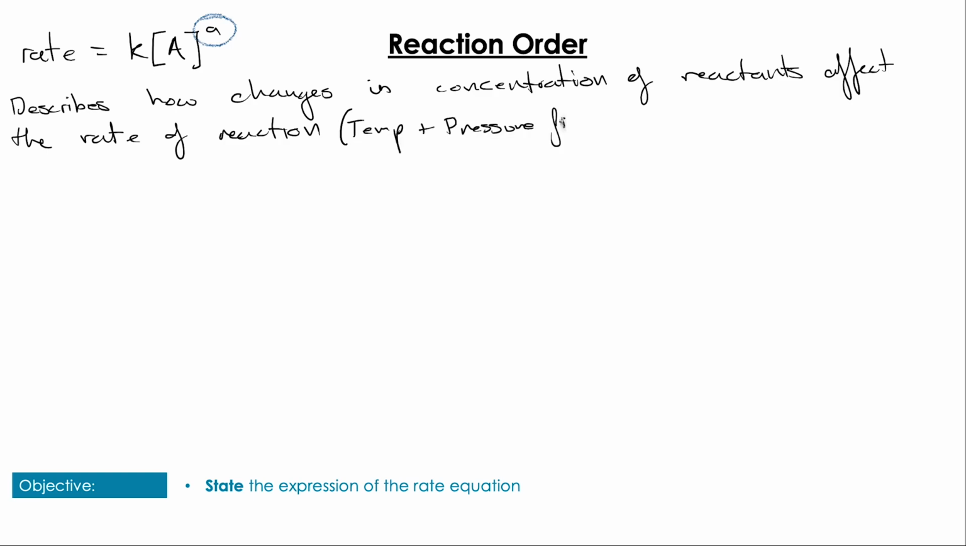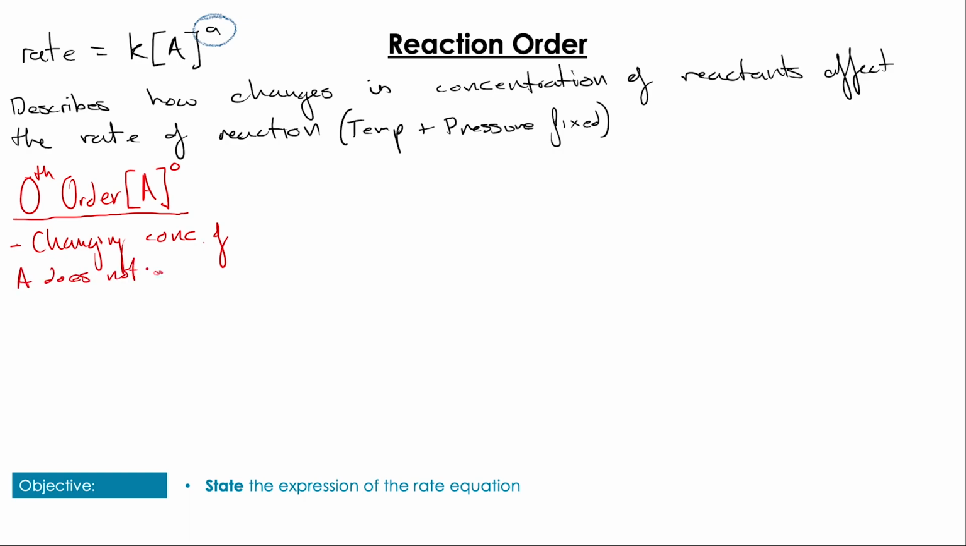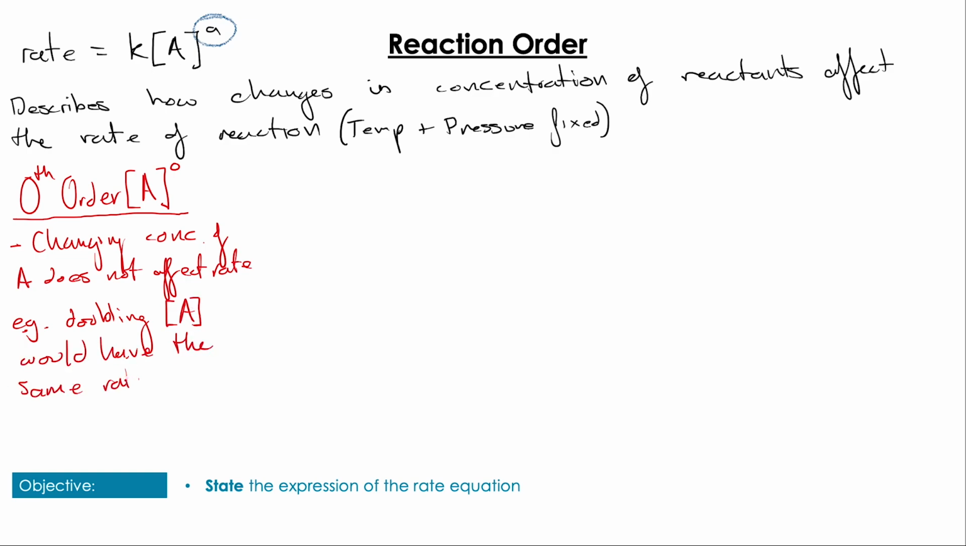At IB, we're only going to cover 3 different scenarios for this. First is called 0 or 0th order, and we'll cover 1st and 2nd order in a moment. So for 0 order, we have A to the power 0. Now anything to the power 0 is of course 1, so anything that is 0th order will not actually appear in the rate equation. And if it doesn't appear in the rate equation, then changing it does not affect the rate. So 0 order reactants do not affect the rate of reaction.